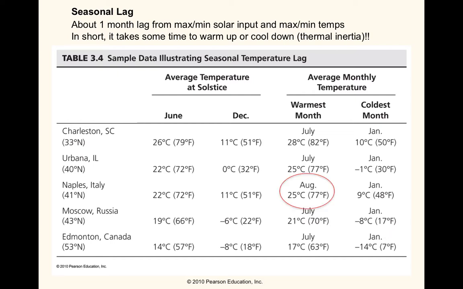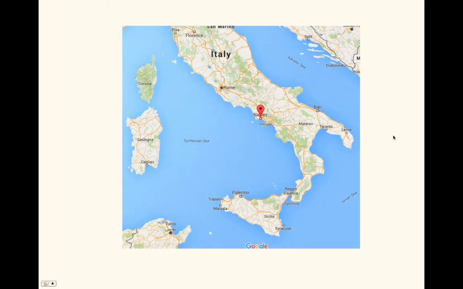So why is it that Naples, Italy has an extra month of lag? Well, it's simply surrounded by a lot of water. It takes even longer for water to heat up or cool down, so therefore the lag is extended.